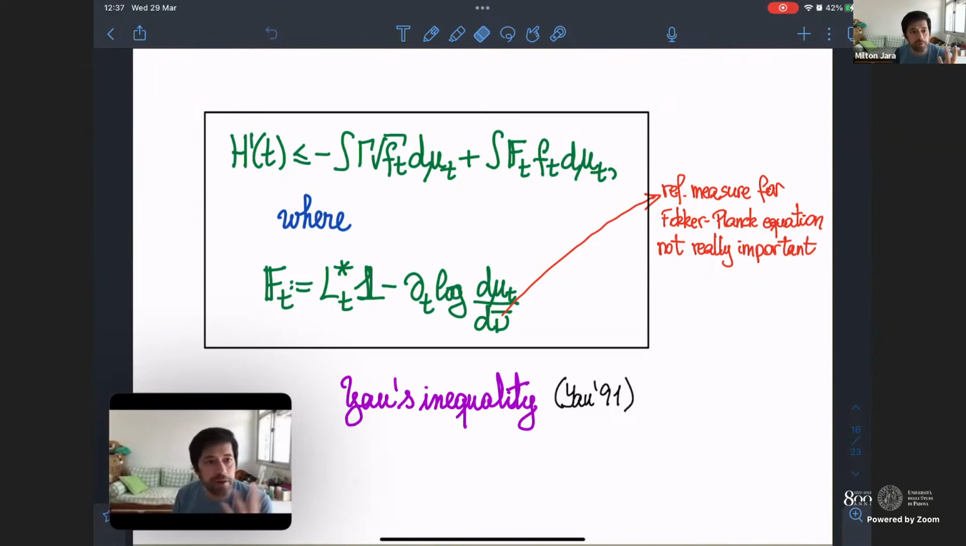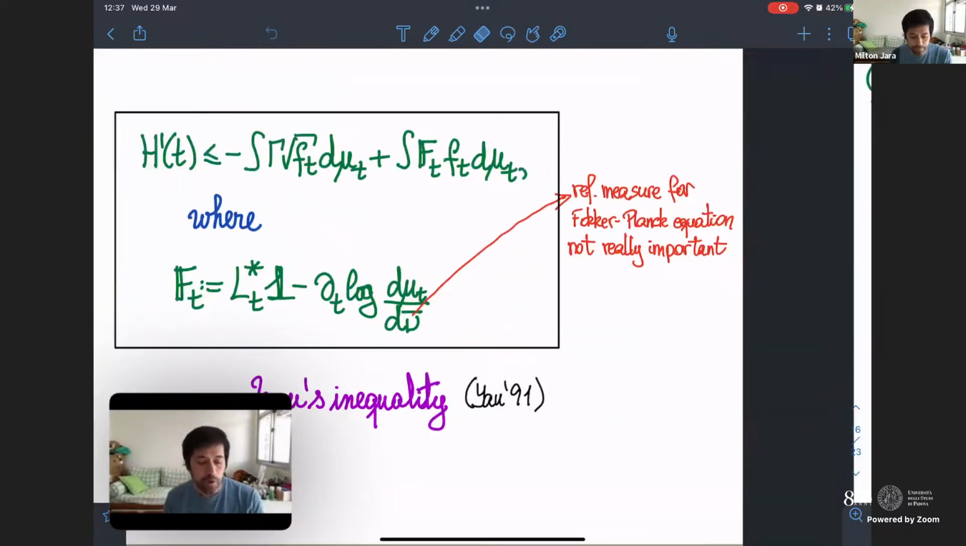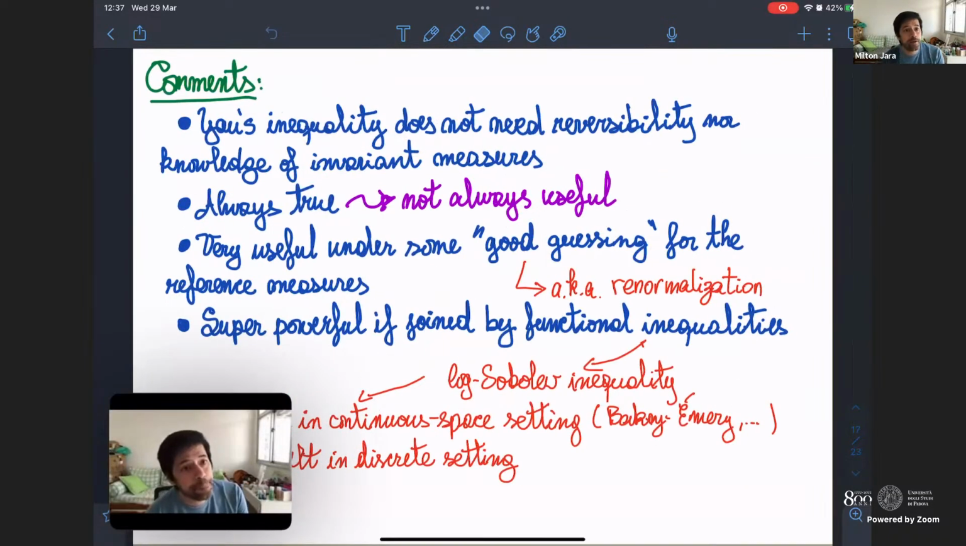So this is called Gauss inequality, and it's very nice because it doesn't make any assumption. It's always true. It doesn't rely on reversibility or the knowledge of the invariant measure. Of course, when you have a super general inequality, it cannot always be useful because it's too general. So how to make Gauss inequality into a useful inequality is the main game, and that comes from the choice of the reference measures.